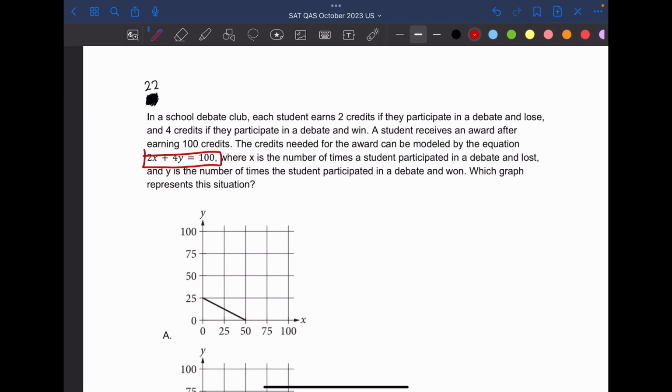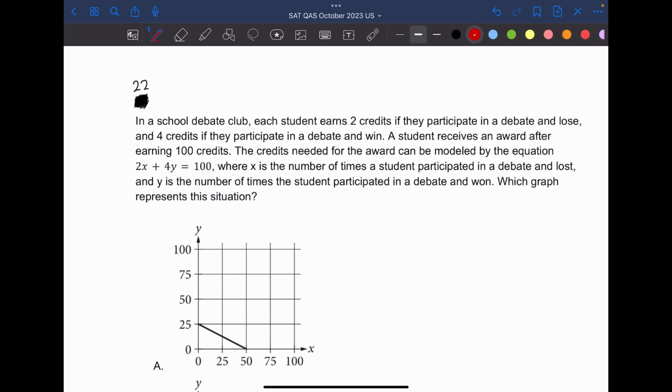So pretty simple. What we can do first here is rearrange the equation so that y is the subject of the equation. So how do you get y is equal to something? First, I'm going to rewrite the equation. 2x plus 4y is equal to 100. Subtract 2x from both sides, and you end up with 4y is equal to 100 minus 2x.